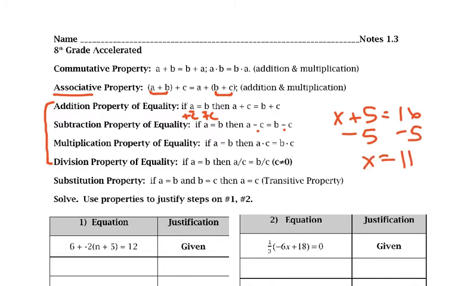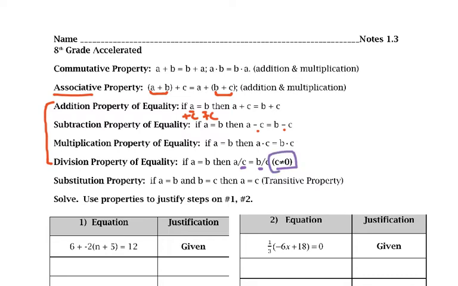Okay, and so this right here is because of the subtraction property of equality. I subtracted the same thing from both sides. You'll notice that with the division property of equality, you can divide the same thing on both sides, but C cannot be equal to 0. That's because you can't divide by 0. So it works for everything except for 0. That's just something we don't do.